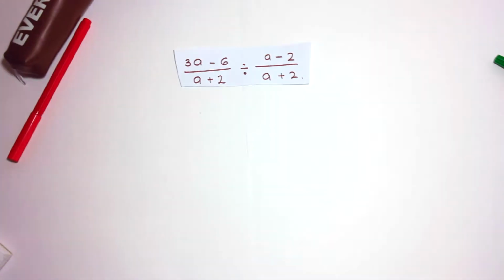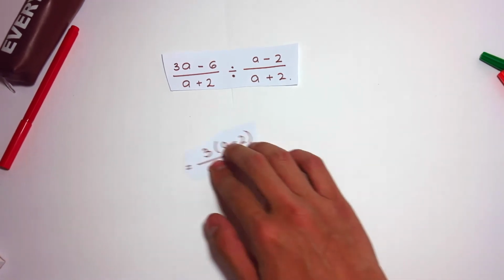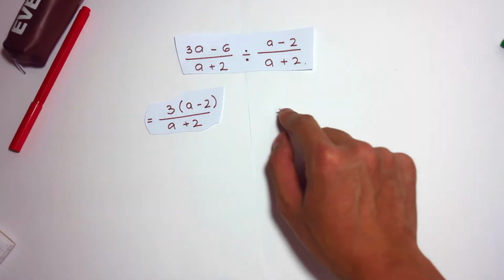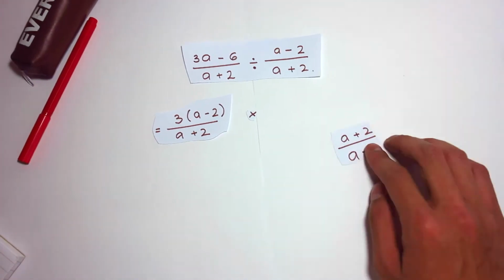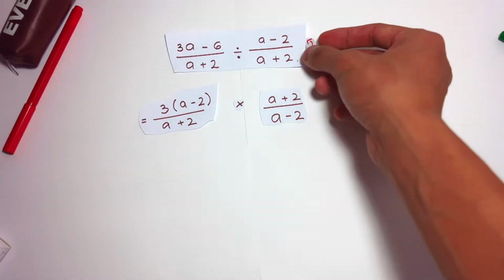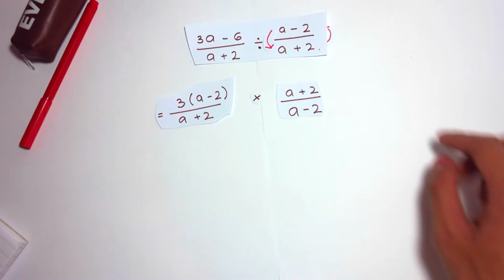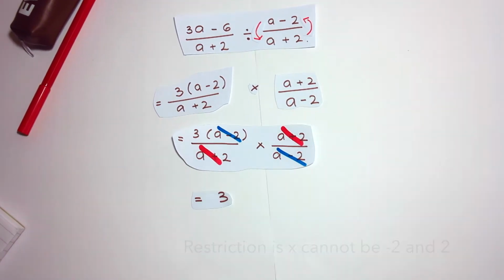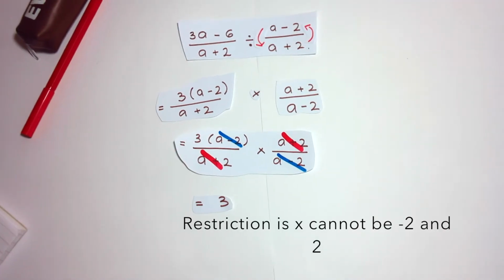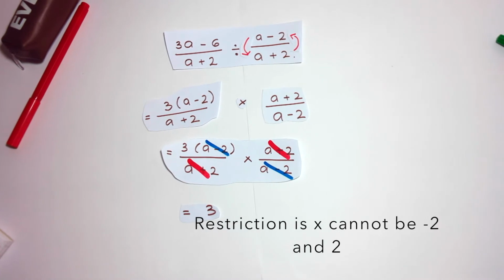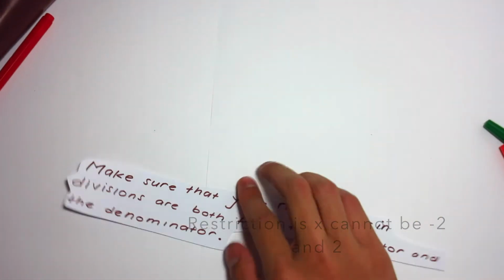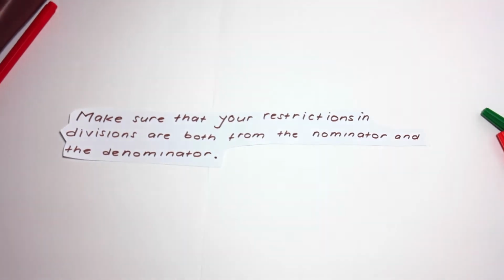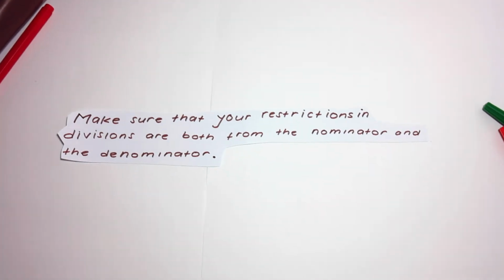A way you can divide expressions is, the first step that you need to do is flip the second part of the equation, or the divided part, and have the denominator go on top and the numerator on the bottom. Now you cancel out common factors, and your answer is left with 3. Restrictions: x cannot be negative 2 and 2. Make sure that your restrictions in divisions are from both the numerator and denominator of the second part of the equation.